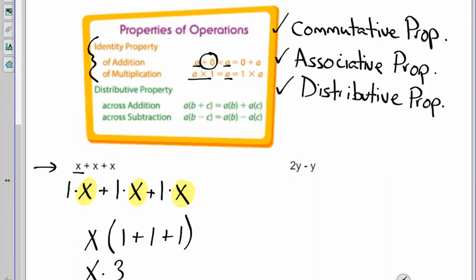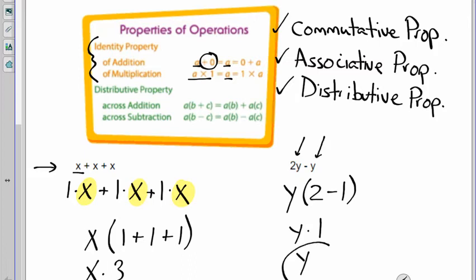Let's try one more. In this case, we have a common factor of y, so I'm going to pull a y out, and 2 times y is 2y minus 1 times y is y. And now I can subtract, and I get 1 times y, or by the identity property, just y. And maybe you were thinking, if I have 2 bananas and I take away 1 banana, I'm left with 1 banana. And that's kind of a good way to look at it.